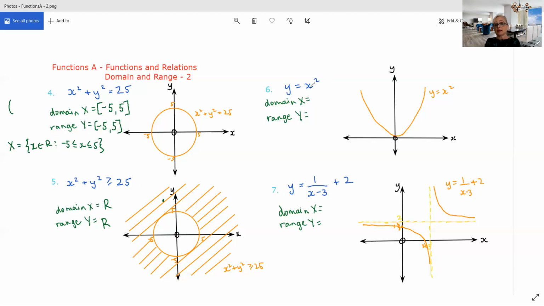All right, your garden variety parabola. All right, y equals x squared. It doesn't get much more basic with your quadratic functions than that. Your domain is just going to be the set of real numbers. Now your range here, let's think about this for a minute. The lowest possible value of y is at 0, isn't it?